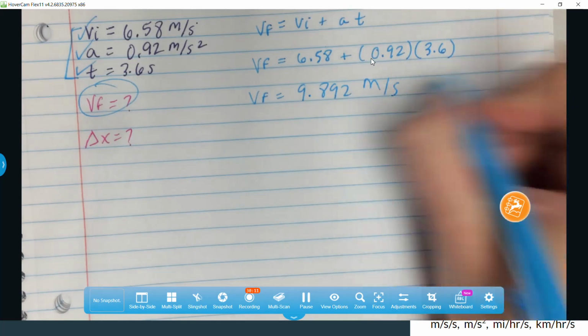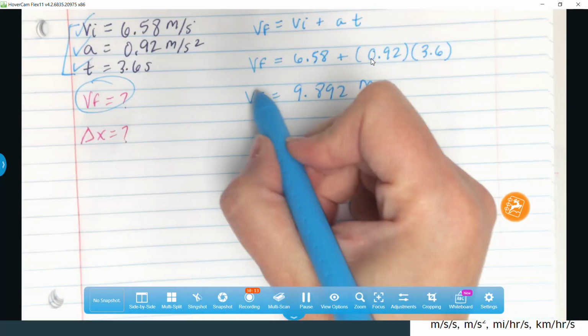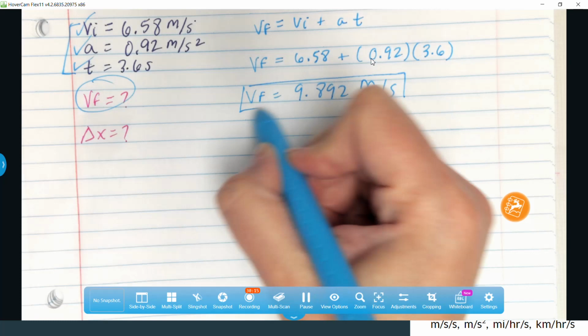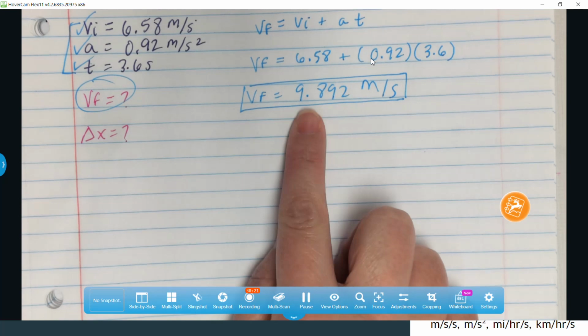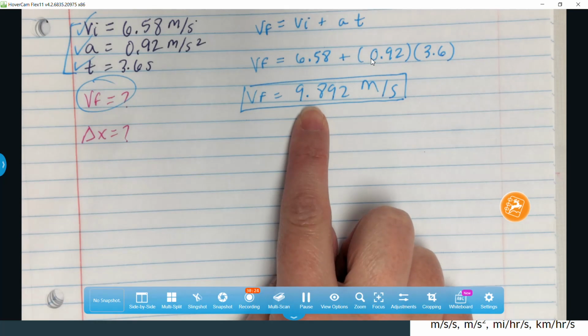Meters per second. No, you do not have to do sig figs, unless you just really want to. Didn't think so. Okay, all right, so this is what you would get for final velocity. Now we're going to do delta x.